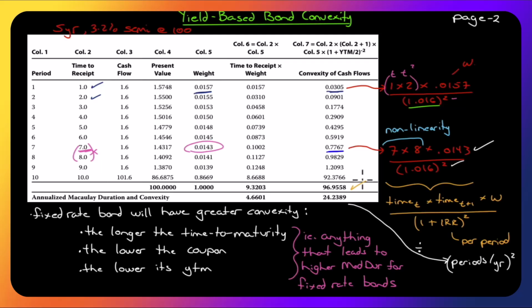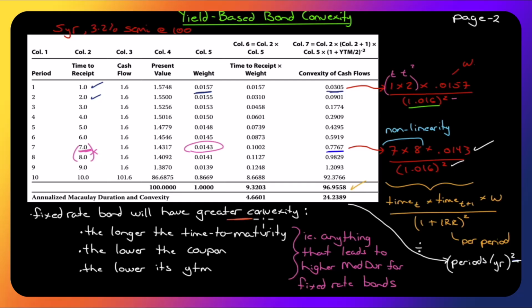96.9558. How do we get to an annualized convexity? You can't just divide by 2, because remember, everything was squared to get there, right? So you'd have to divide by periods per year squared. Since we had 2 periods per year at semi-annual, you must divide this by 4 to get our annualized figure for convexity. A few things about convexity.